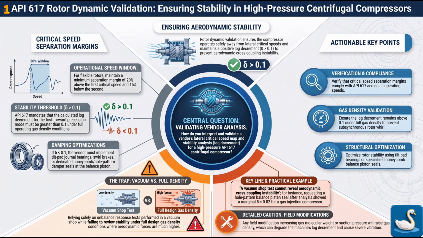I'm ready. I want to start with high-speed aerodynamics. How do you interpret and validate a vendor's lateral critical speed map and stability analysis? Specifically, the log decrement for a high-pressure API 617 centrifugal compressor.